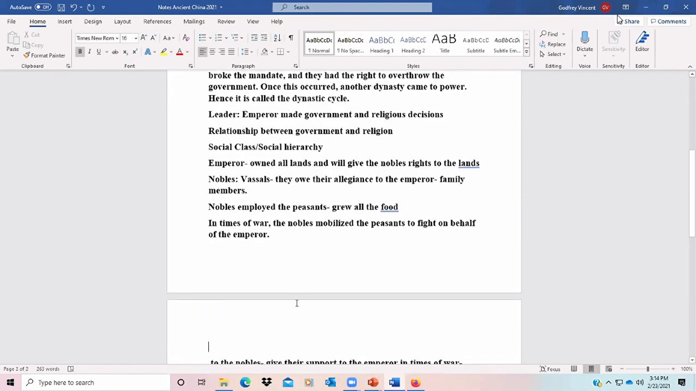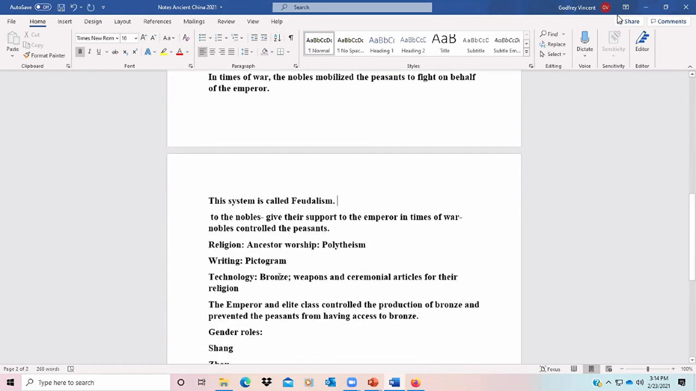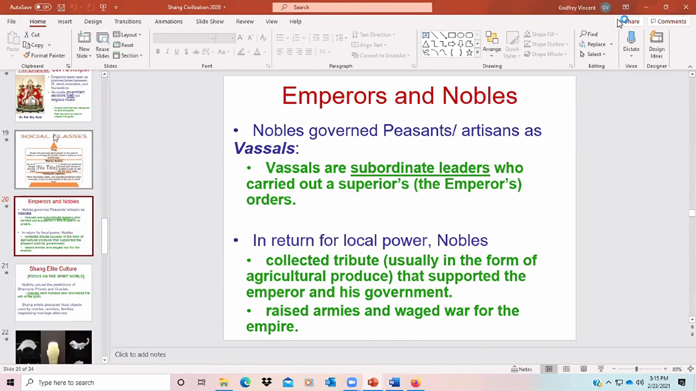And I'll add this, and you'll read it in your book. This system, and we will meet it again, is called feudalism. That is what it is called. Feudalism. Questions so far? If I'm going too fast, let me know. I can slow down and go right back to the beginning.